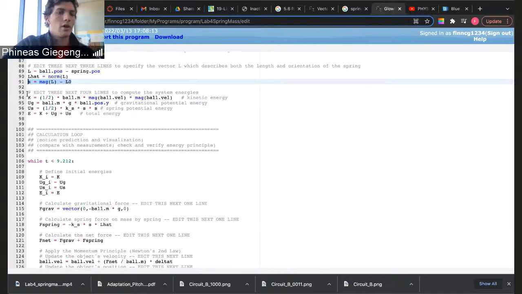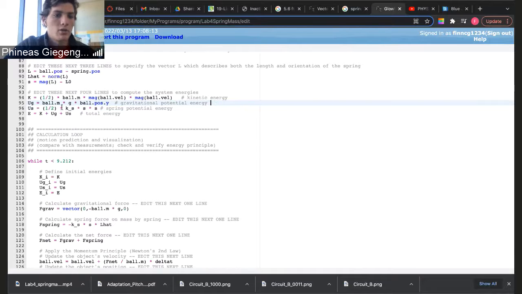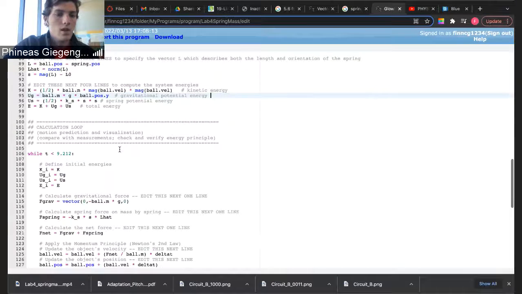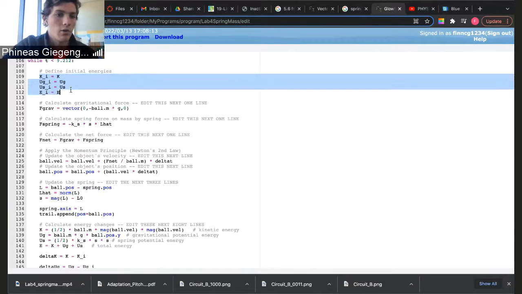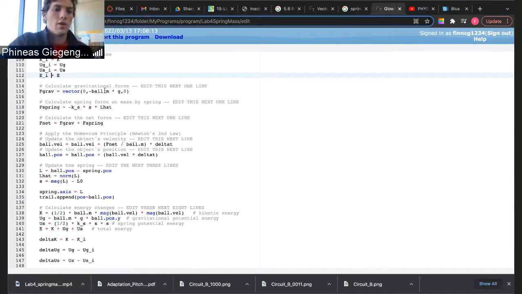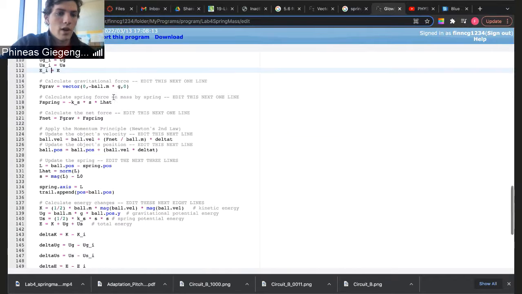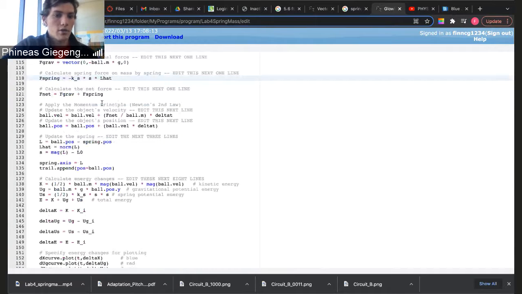Here we're calculating all of the energy values for the system: K, kinetic energy, gravitational potential energy, and spring potential energy as well. And then the last piece here is the time loop. Here we're setting up some holding values for K, UG, and US as well. The gravitational force, obviously, and the force of the spring is calculated as the spring constant times the displacement times that unit vector. And the net force is the combination of those two.